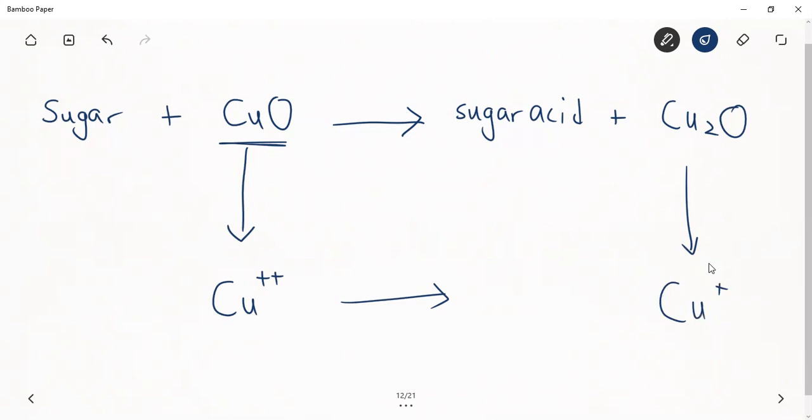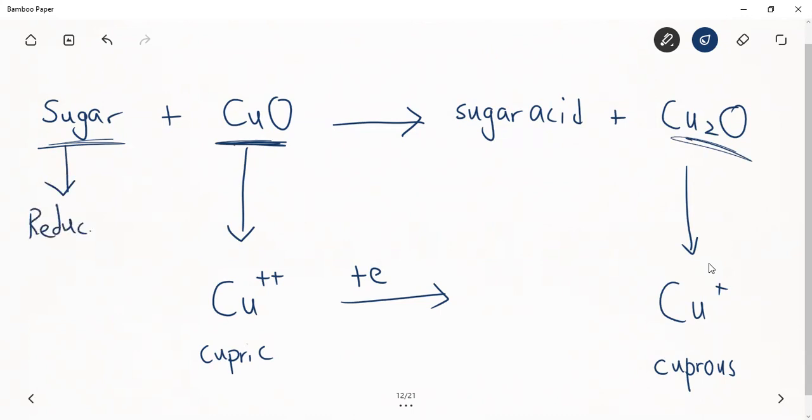How did cupric become cuprous? This is cuprous, and this is cupric. How did cupric become cuprous? By adding one electron. From where did this electron come? This electron came from the reducing sugar. So if a sugar can cause reduction of cupric oxide into cuprous oxide, then this sugar is called a reducing sugar.